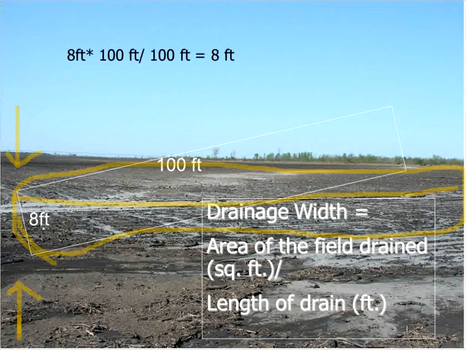So you take the area of the field that's drained, so it's 100 feet long and 8 feet wide. You multiply those two numbers, then you divide by the length, and so the distance is 8 feet. And that's what you put into your drainage width.